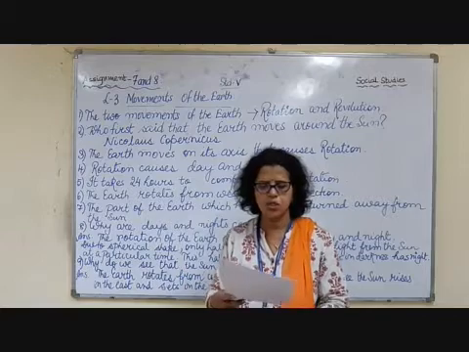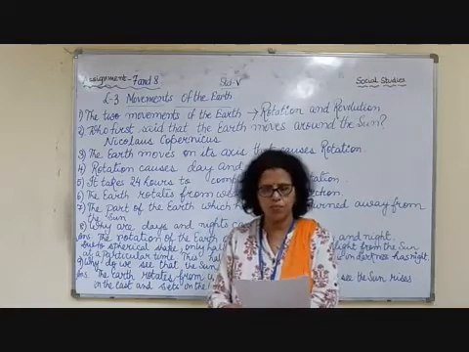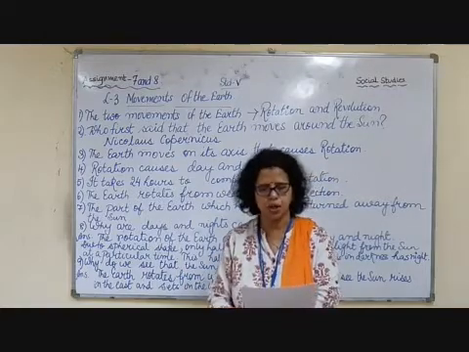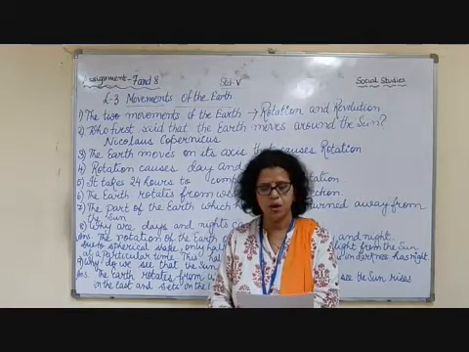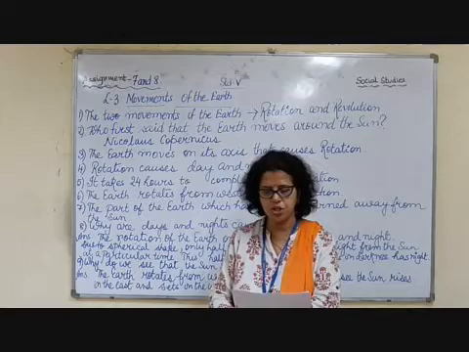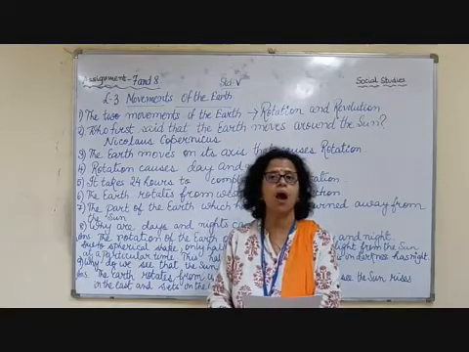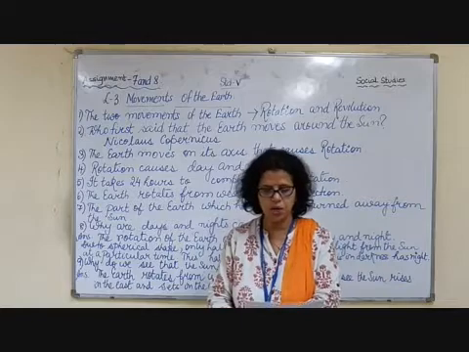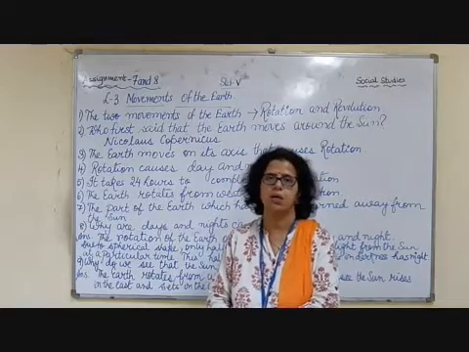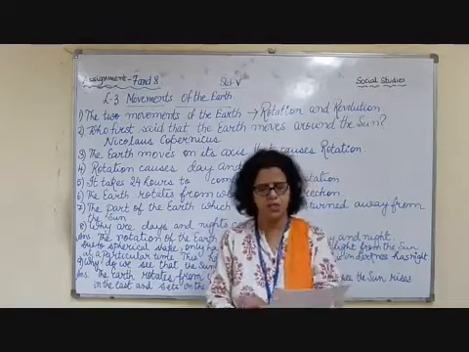The Earth has two types of movements, that is rotation and revolution. Rotation: the movement of the Earth on its axis is called rotation. The Earth takes 24 hours, that is 1 day, to complete one rotation. It rotates from west to east. We move from west to east.